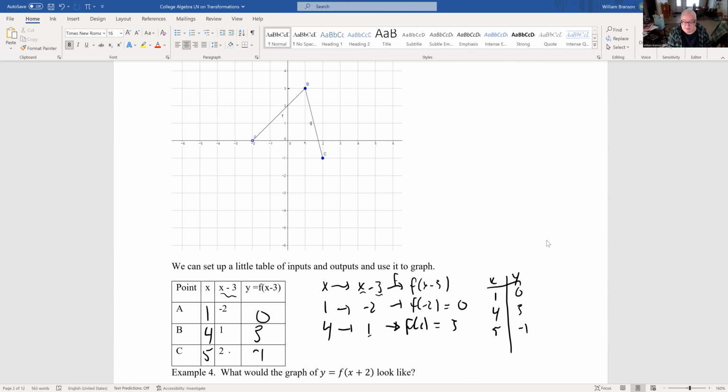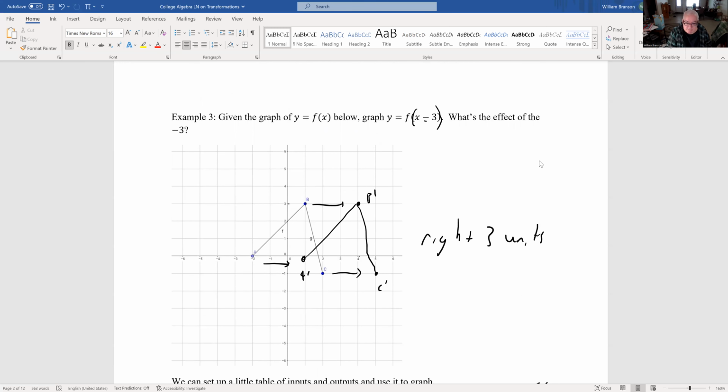So actually, we end up with the points for f of x minus 3 as being 1, 0, call that A prime, and then 4, 3, call that B prime, and then 5, -1, that's down here, we'll call that C prime. And our graph looks like that. So all these 3 points were moved right 3 units.